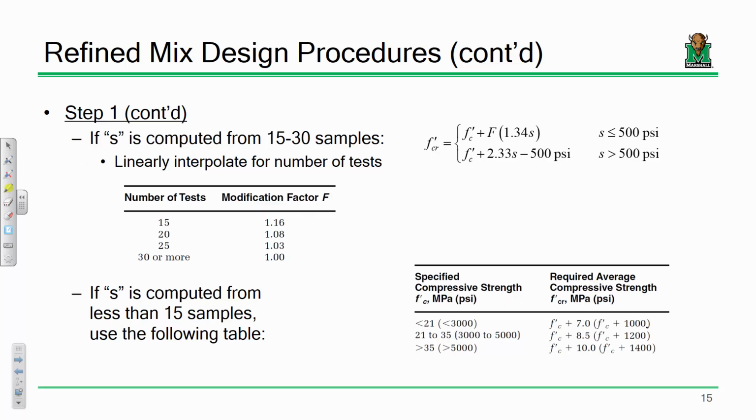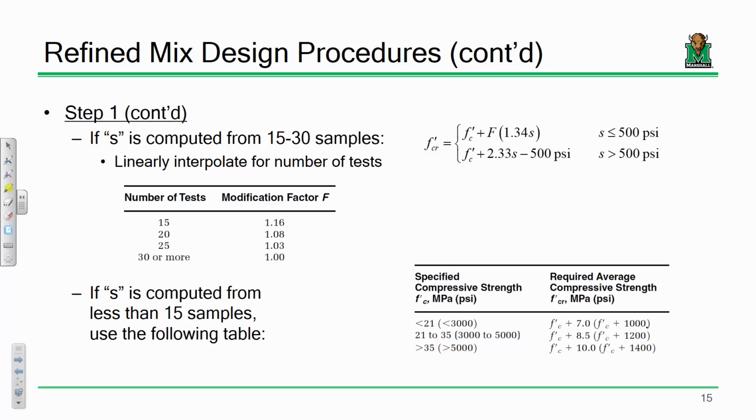If you've got fewer samples tested for a given mix, then we say, well, we're going to have to bump up that required f'c. If you're going to perform less testing, we are going to place a more stringent requirement on your resulting mix design. Does that make sense? Everybody okay with that?